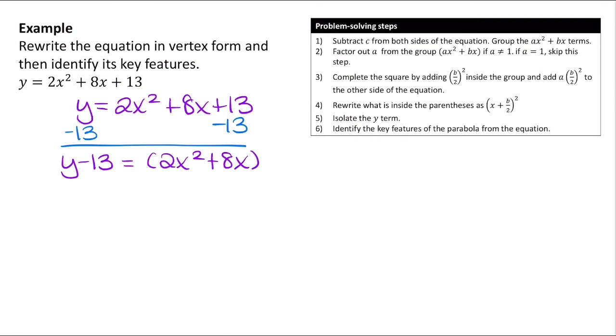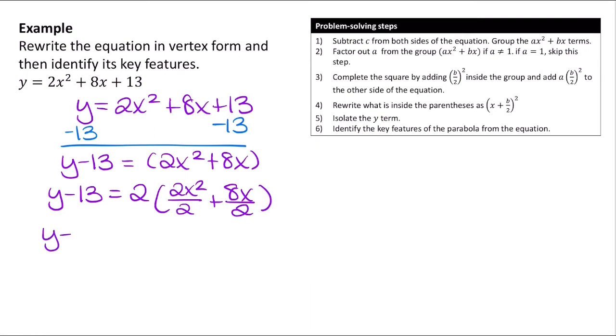So now I really need to use this step 2 because remember it says to factor out a if a is not equal to 1. So what I'm going to do on the right side is I'm going to factor out 2. So that means I'm going to divide both of these terms by 2. So that's going to give me y minus 13 equals 2 times x squared plus 4x. So I'm going to leave myself a little bit of room so I can complete the square.